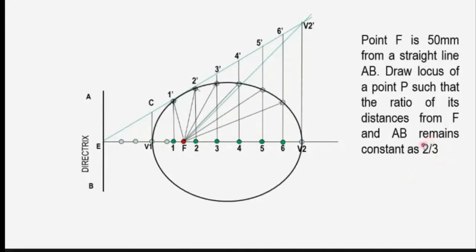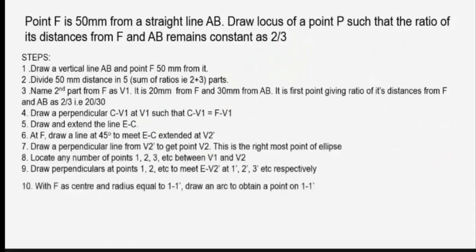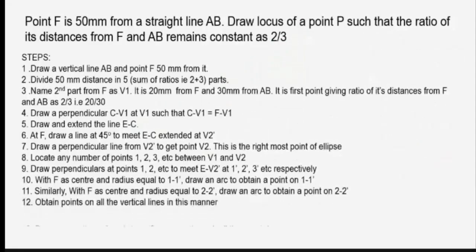Now, if this ratio instead of 2/3 is equal to, let us say, 1 in case of a parabola, we will come to parabola, then we will see that. In that case, we will take V1 as the midpoint of EF. And then rest of the procedure will be exactly similar. We will see when we come to parabola. These are the steps for this. If you want, you can take a snapshot of this.